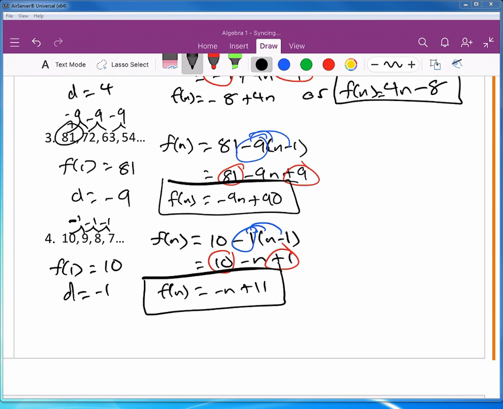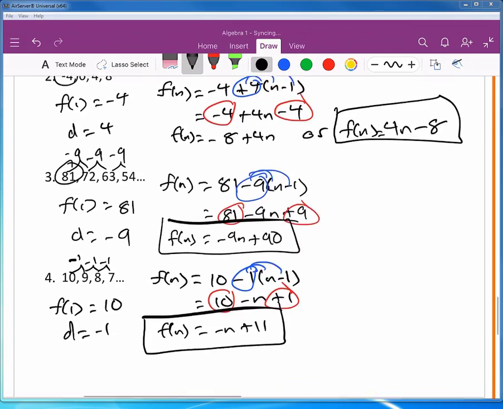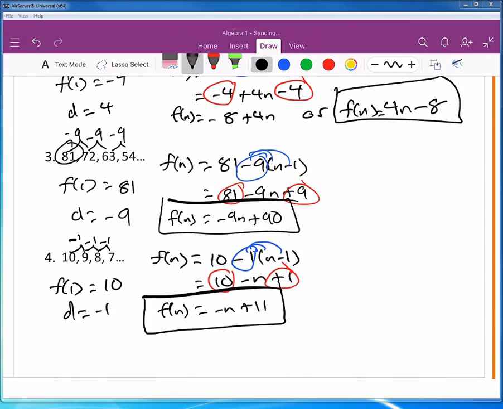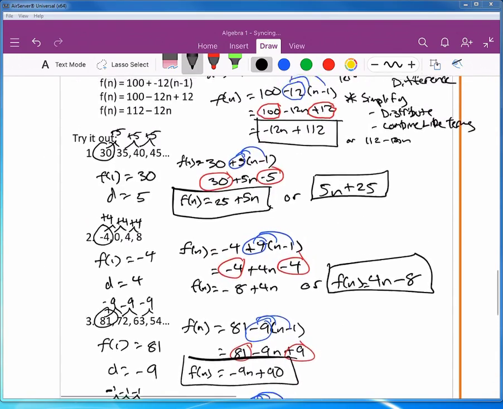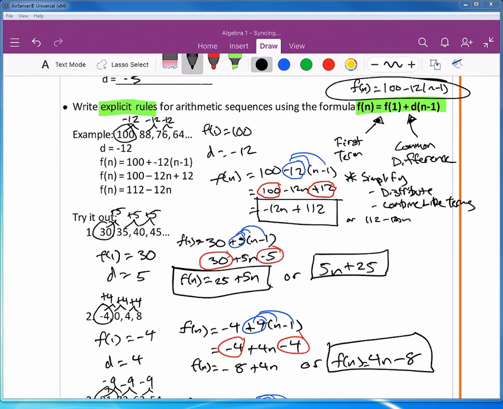Okay, and that is part 2 of arithmetic sequences. If you didn't get the first part, again, go back, look at that. But this is the second part, more examples of how to write the rules, okay?